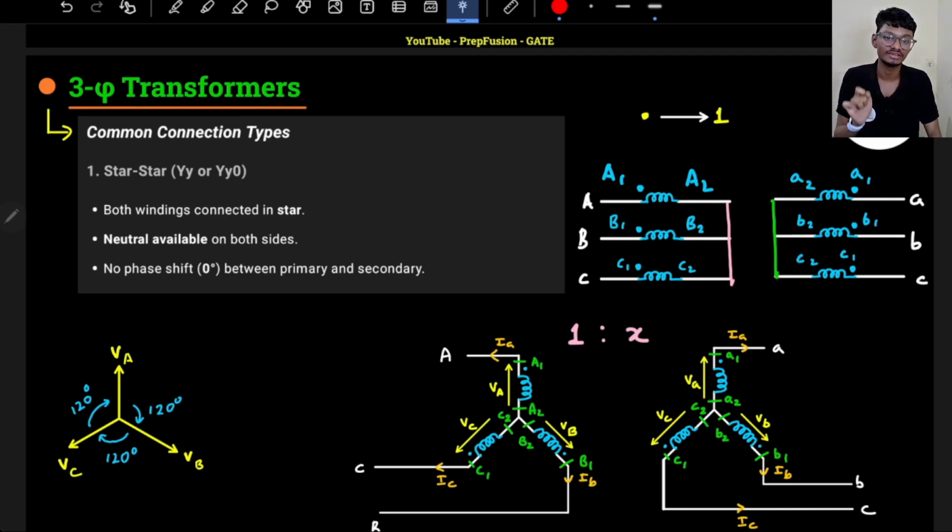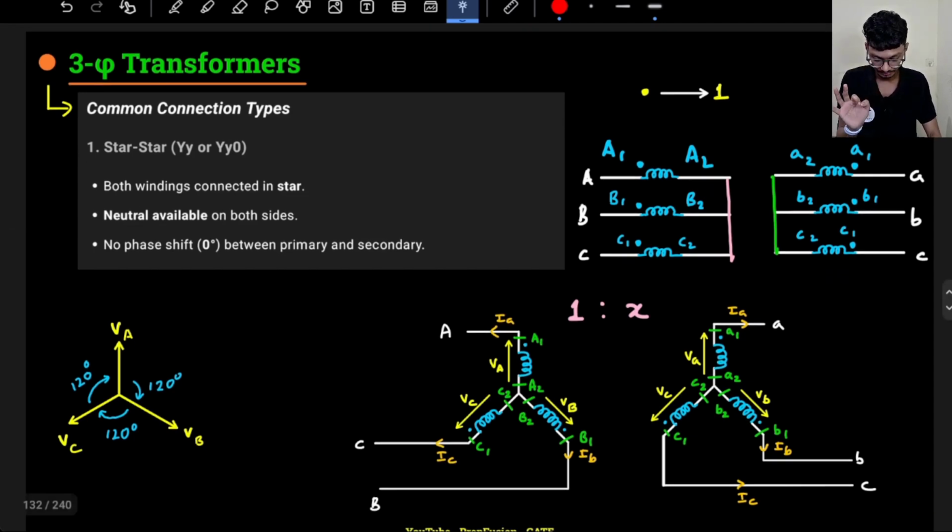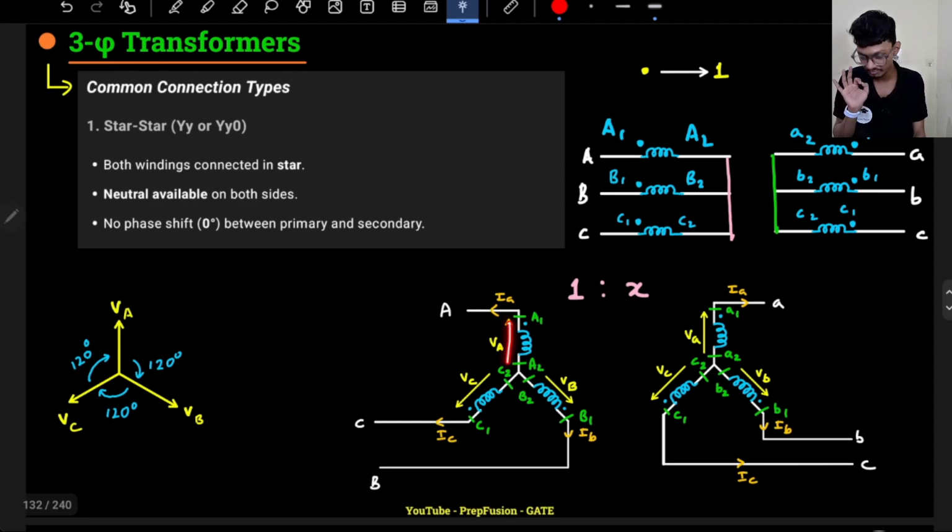So it developed a phase difference of 180 degrees. How? I will explain with the winding diagram. So here if you see, I am developing a voltage of VA, I am developing a voltage of VB.